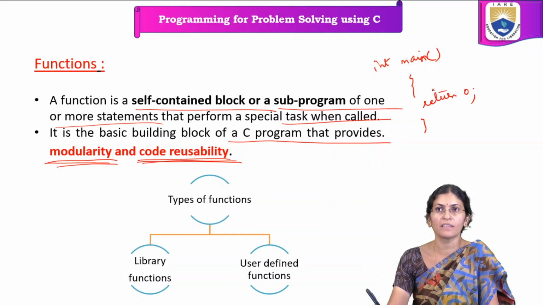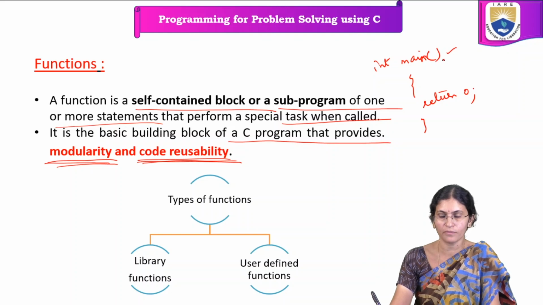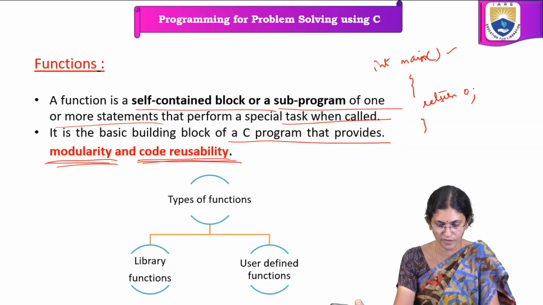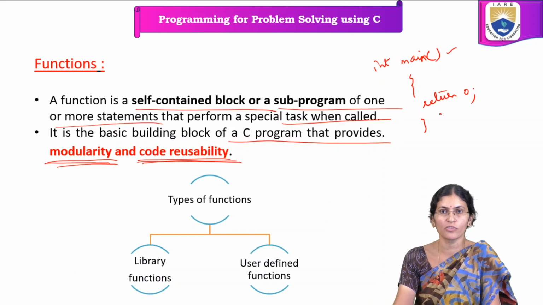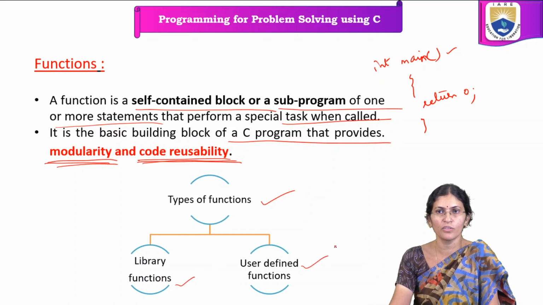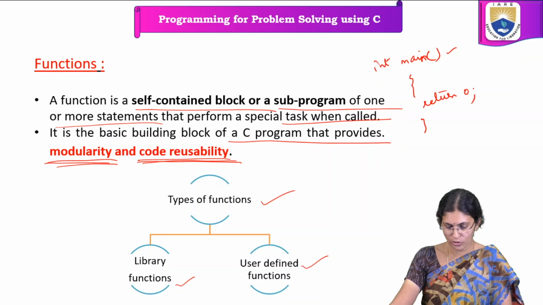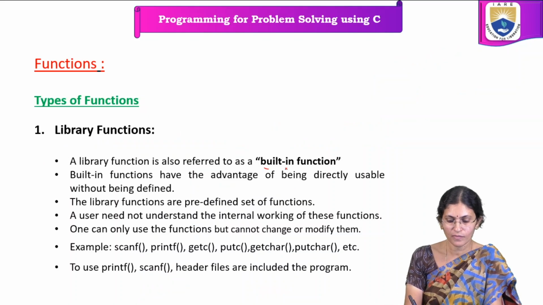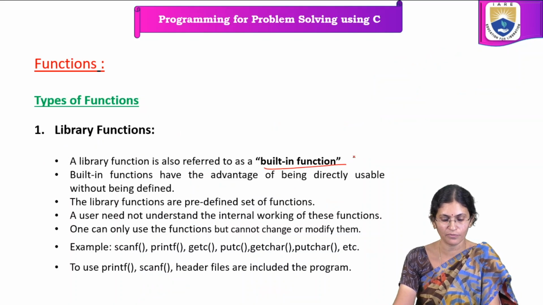So whenever the compiler sees the main function, the set of statements after it are executed. We'll see other functions also. There are different types of functions which are available. First one is library functions, and the next one is user-defined functions. Coming to library functions, these are also called built-in functions.